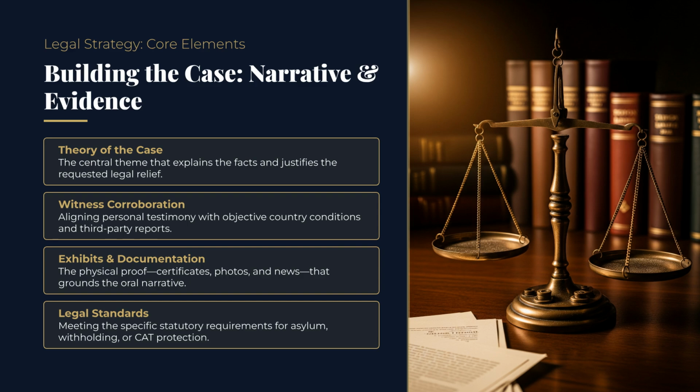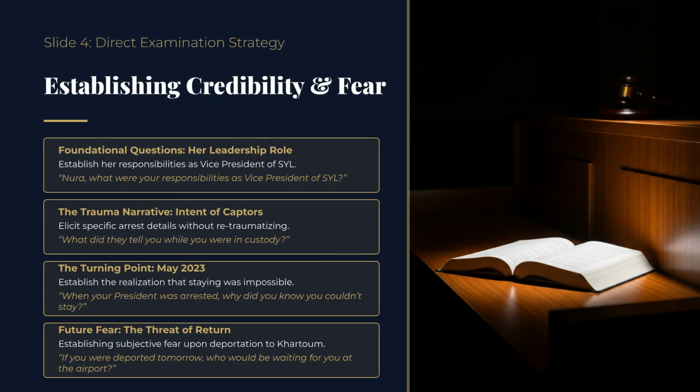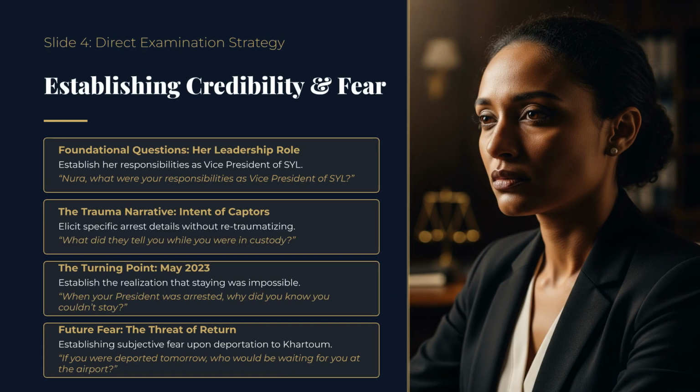Building the case requires a strong narrative and solid evidence. This includes developing a clear theory of the case, corroborating witness testimony with country conditions, presenting physical exhibits, and meeting all specific legal standards for asylum or other protection. Our direct examination strategy focuses on establishing Noura's credibility and fear. We start with foundational questions about her leadership role and then move to the trauma narrative, focusing on the captor's intent without re-traumatization. We guide the testimony through key moments, like the turning point in May 2023, where she realized staying was impossible. We must also establish her subjective fear of the threat of return to Khartoum.